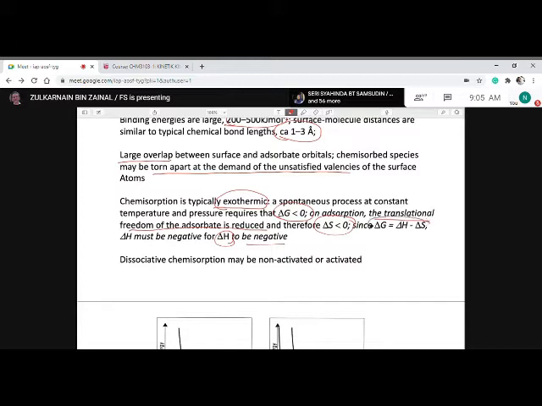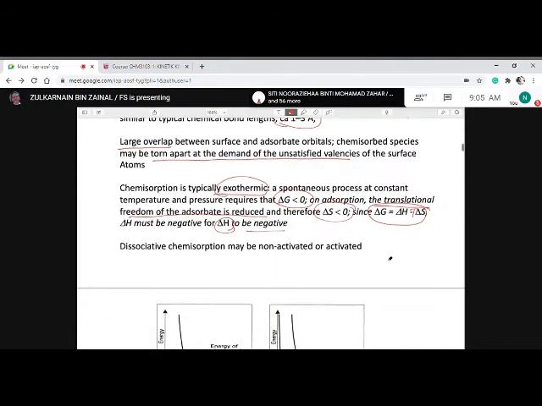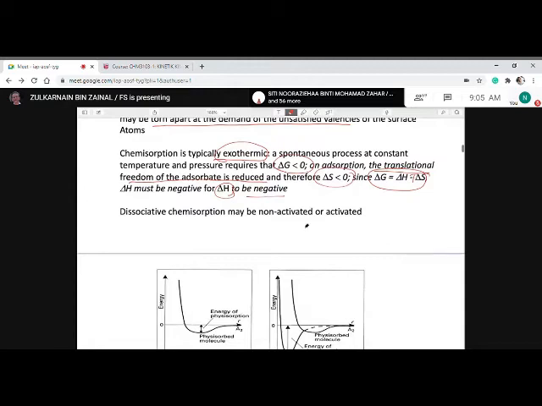This is the wrong equation, right? It should be T there, should be T. So dissociative chemisorption may be non-activated or activated adsorption process.